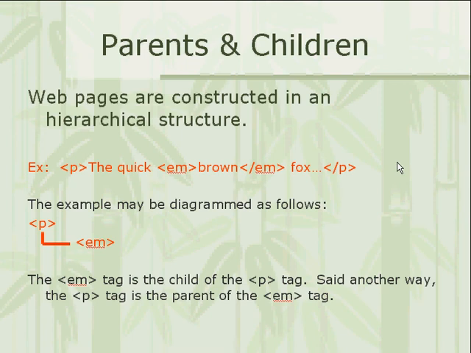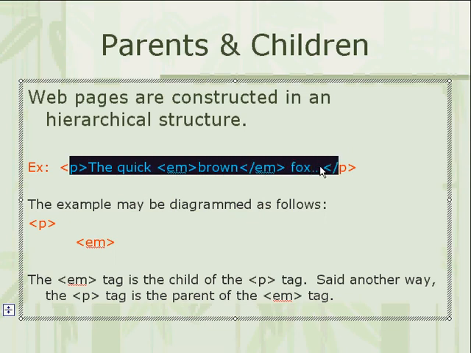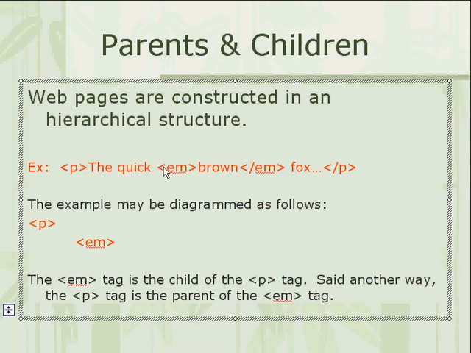In HTML, you have the concepts of parent and children, and you need to understand that all of the HTML pages that we're going to be building are hierarchical. For example, here's a paragraph, and inside of the paragraph we have the quick brown fox, and inside of that paragraph you have this emphasis tag here. It starts here and it ends right here. It's wrapped around the word brown, and so it's emphasizing the word brown and changing it to look italic or to appear italicized.